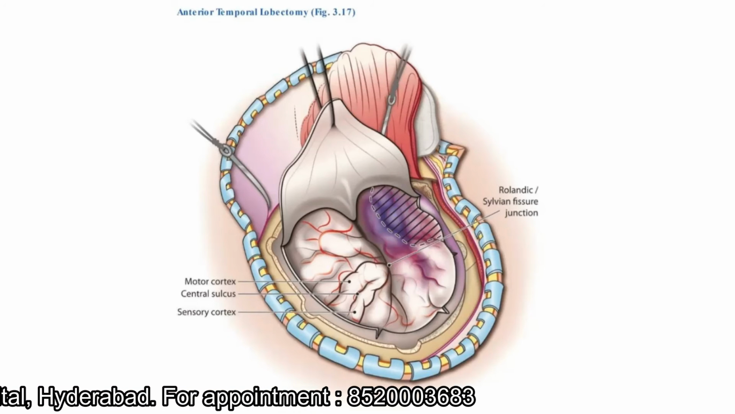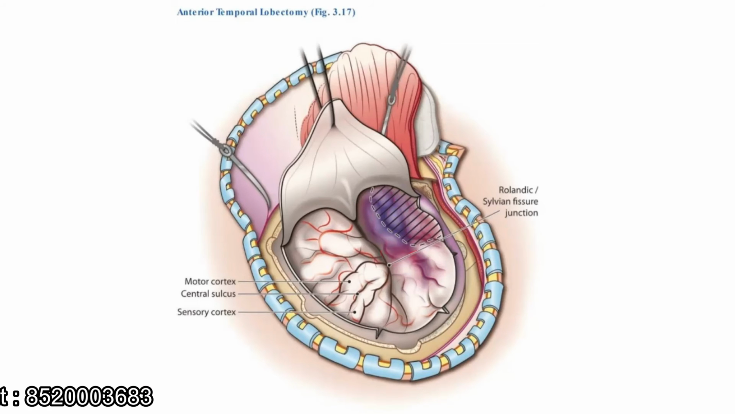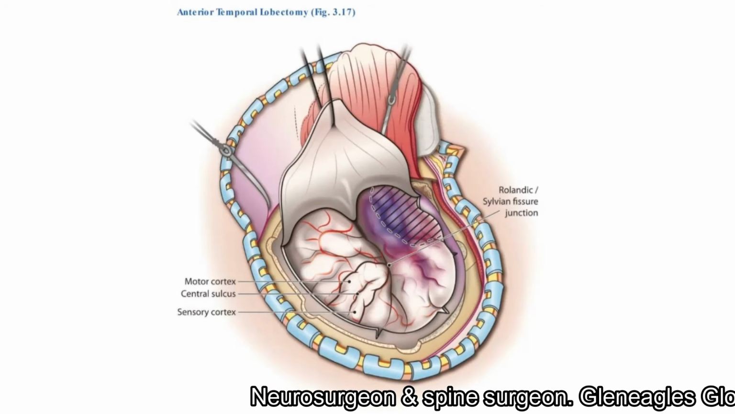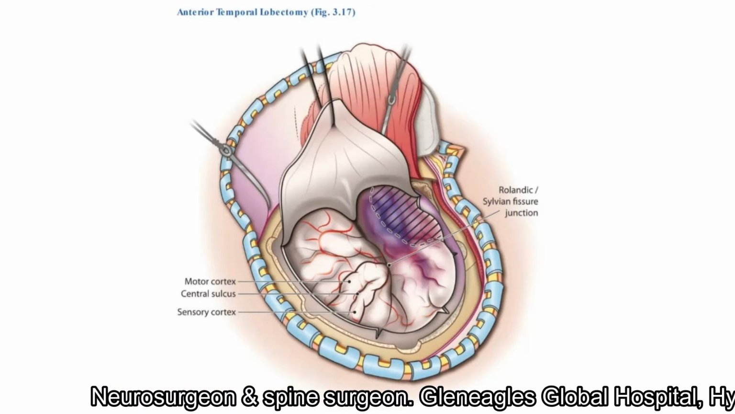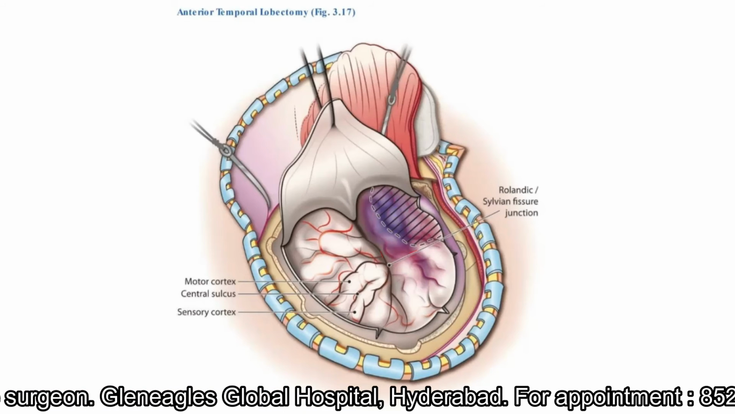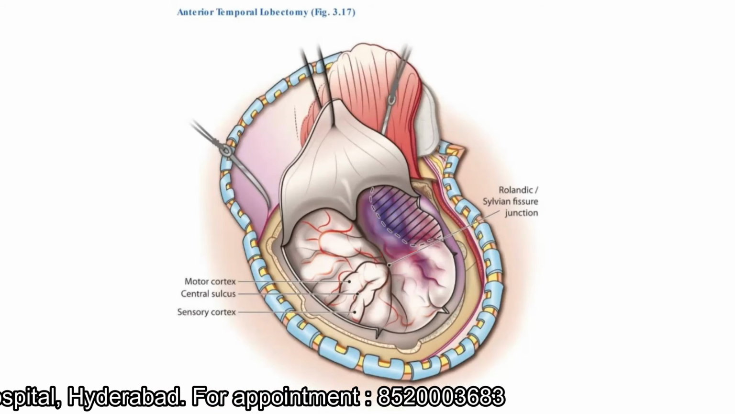In any case, usually the posterior limit is the junction of the sylvian fissure and the central sulcus. But these are just guiding points, not always. Depending on the extent of contusion, extent of permanent damage to the brain, and extent of edema, the operating surgeon can take a decision up to the extent of temporal lobectomy.